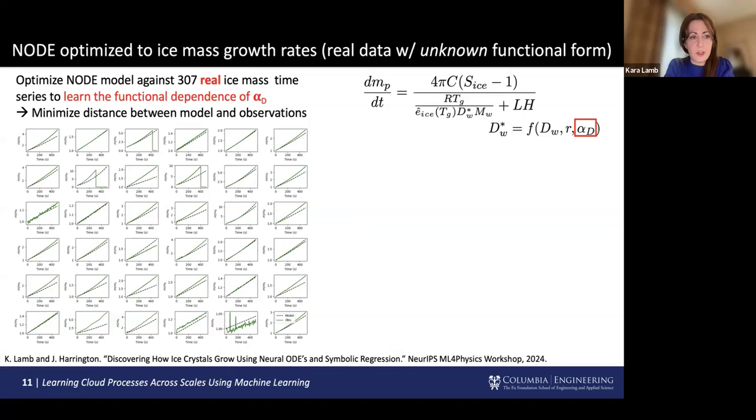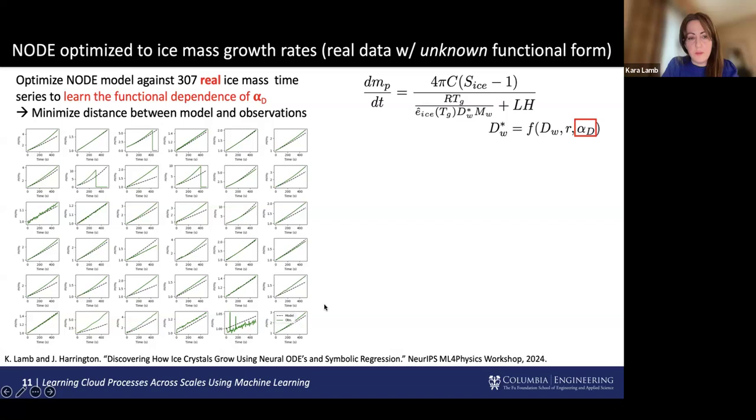And so this is basically what I get when I minimize the distance between the model and the observations for this particular model for depositional ice growth. So you can see that overall, even though I've optimized the model here, there are more significant deviations between the model and the observations, which suggests that even though I've tried to optimize alpha across all these experiments, this particular functional form for alpha may be structurally deficient in the sense that we can't do a perfect job of reconstructing what we expect to see in terms of the time series.